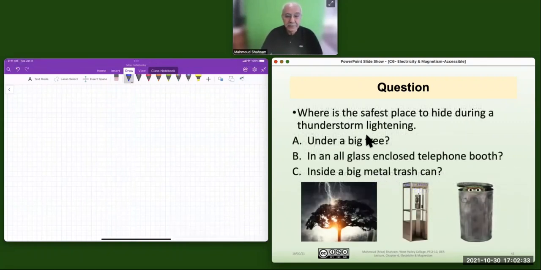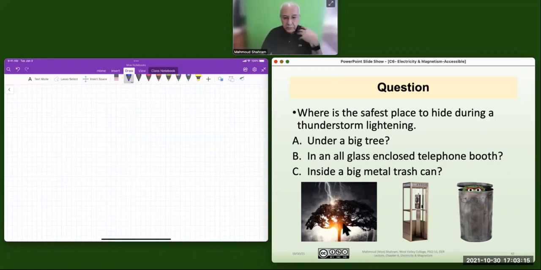Another question: suppose you're out there on a stormy night and it starts lightning, and lightning can hit anything. We'll show you how it happens. So you have three options: under the tree, inside the glass phone booth, or inside the trash can. Where would you hide? Again, same principle. Lightning is a lot of charges.